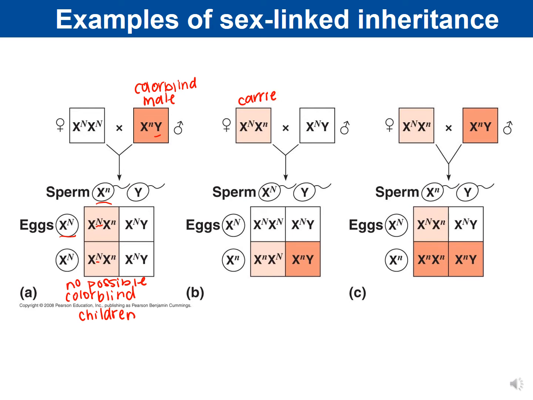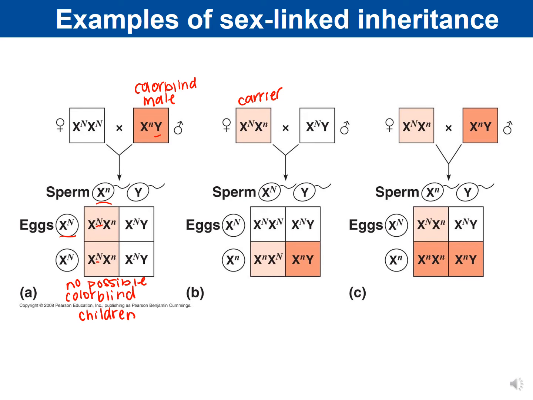If we look at the next scenario, mom is a carrier. She is X big N, X little n. Dad has normal vision, so he's X big N, Y. For the sperm, there are two types of sperm that could form. We could have X big N or we could have Y. And for the eggs, there are two possible outcomes. The egg could contain the X big N or the X little n.